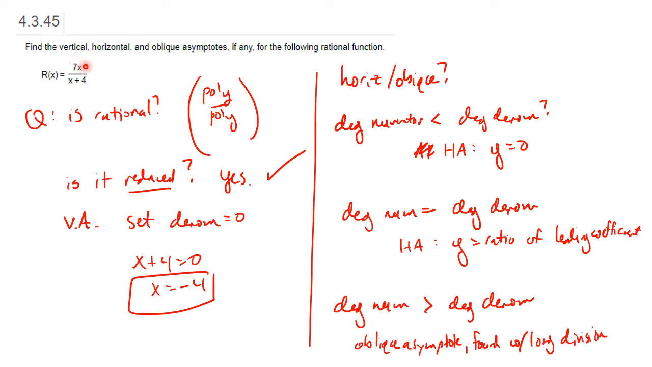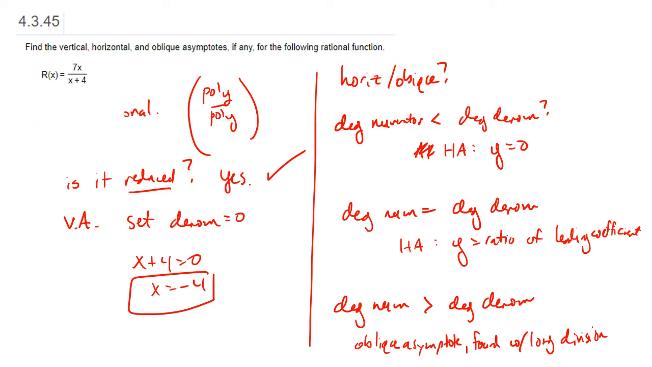The numerator is 7x, the highest power of x is 1. That is a degree 1 polynomial. The denominator is x plus 4. The highest power is just x, that is a degree 1 polynomial. So the two degrees are equal, which means the horizontal asymptote is given by the ratio of the leading coefficients.